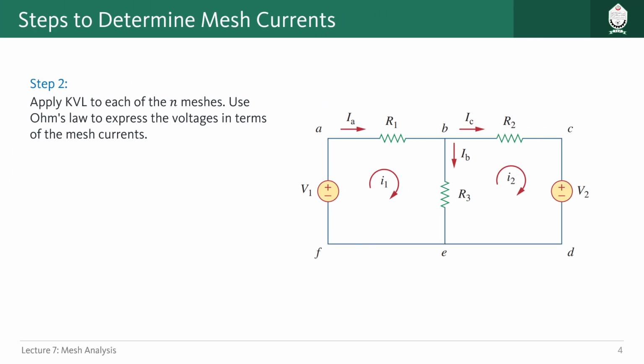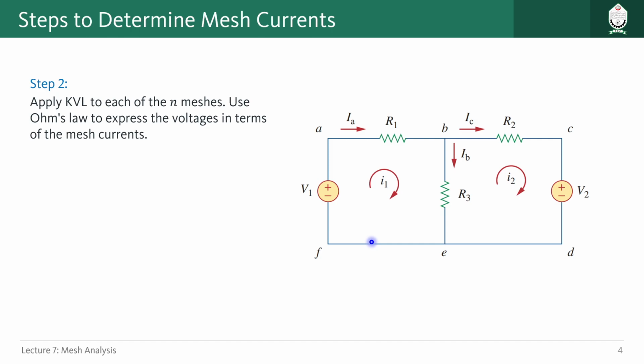Then for the next step, step 2, what we have to do is apply KVL for each of the meshes we have. We have two meshes here, and for each of the meshes we have to apply KVL, Kirchhoff's voltage law, so that we can get two equations, right?